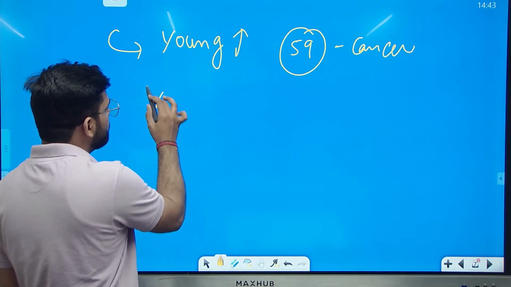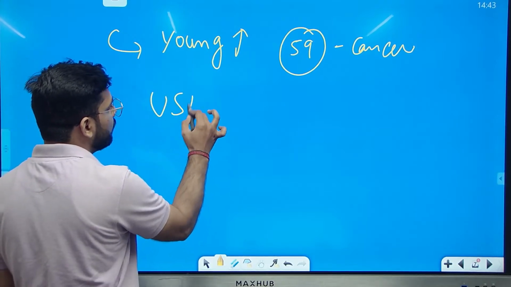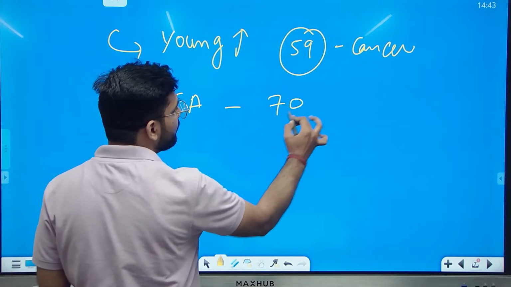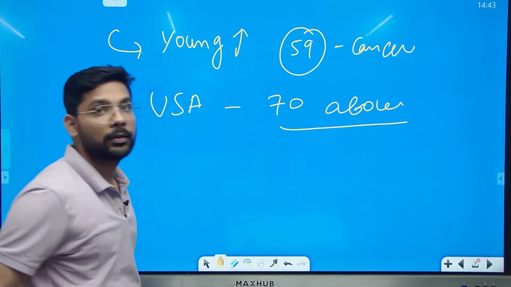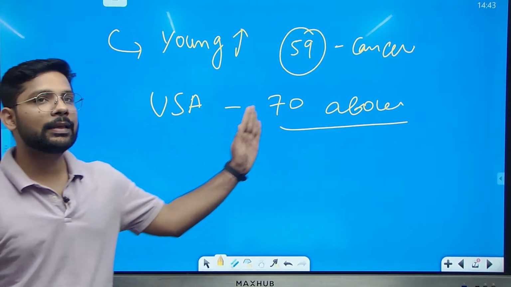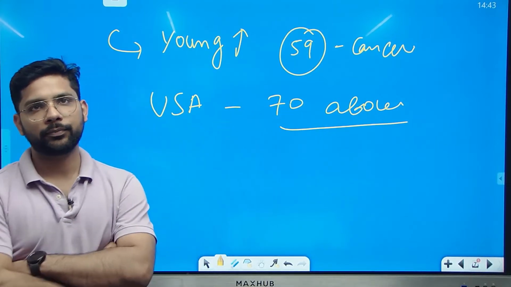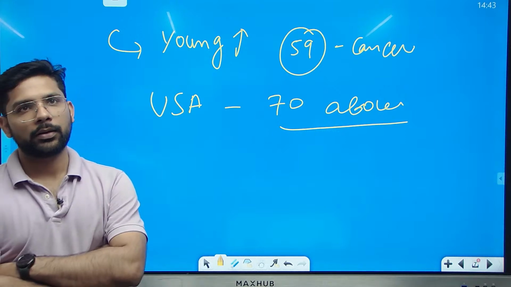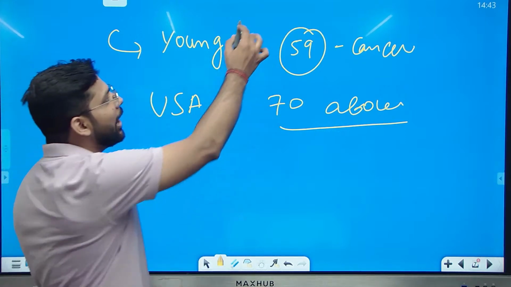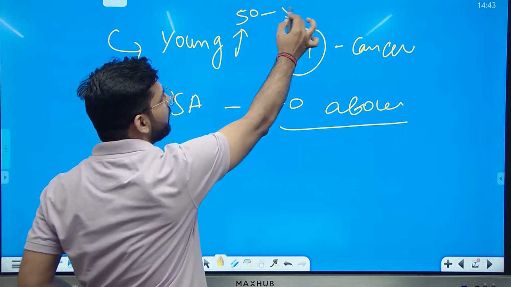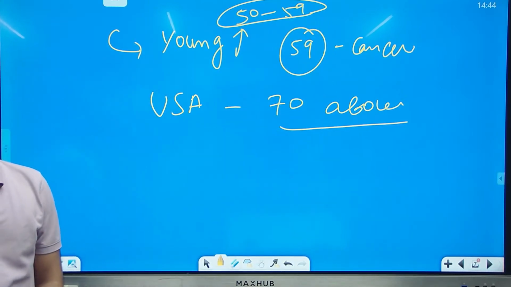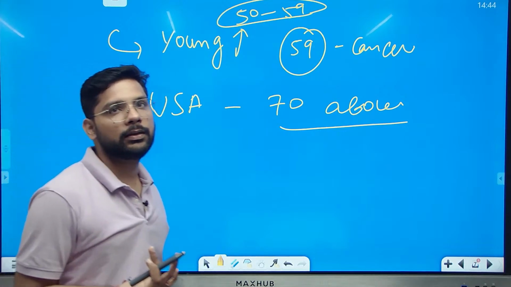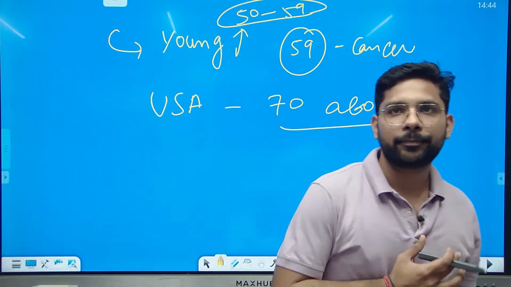But in the USA, we are talking in the USA, this age is above 70 years. USA में यही 70 साल से ऊपर के लोगों को हो रहा है. So this is also the concern, now this is going downward in the range of 50 to 59 years. That is also a cause of concern in the case of India.